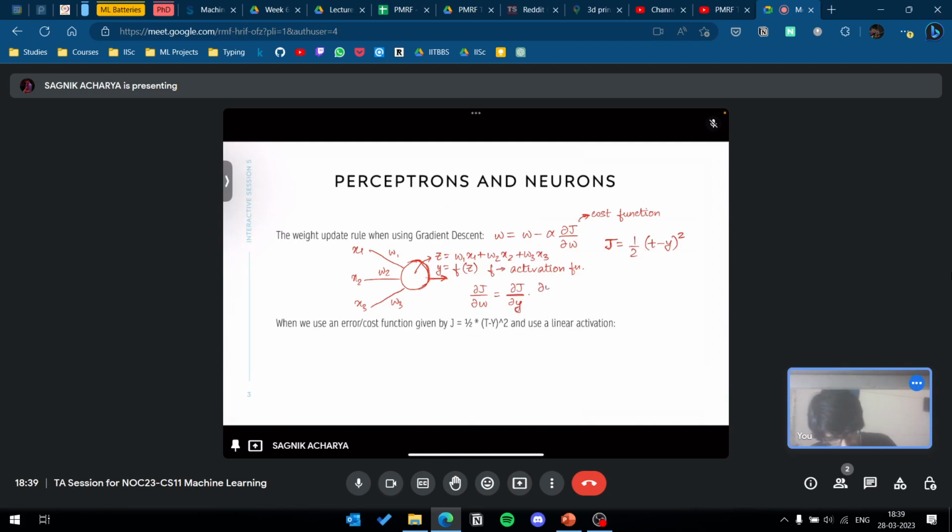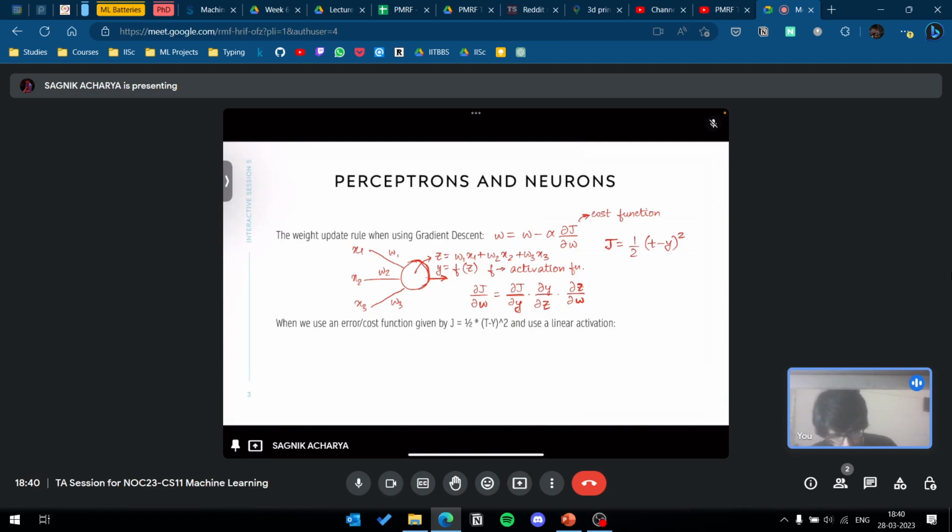Now y is a function of z, right? y is equal to f of z, so I can do this del y by del z. I can get this derivative pretty easily. And z again is a function of w. z is given by w1 x1 plus w2 x2 plus w3 x3. So based on whether w is w1, w2, or w3, we'll get the corresponding derivative.